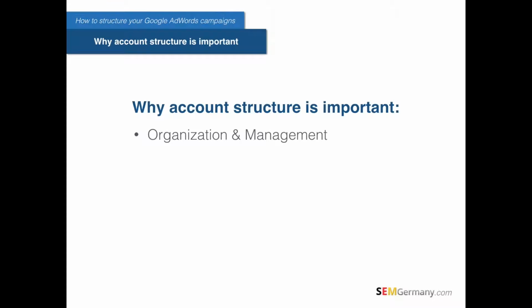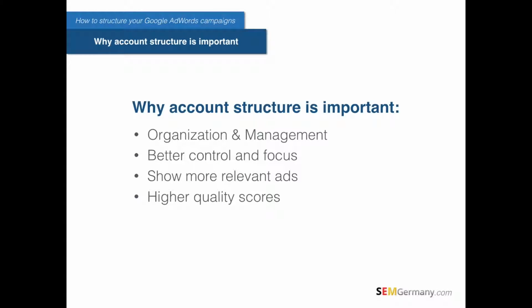So one advantage of having a good account structure is that it helps you organize and manage your account much better. It also enables you to better control and focus your ads, because instead of putting all your keywords into one single ad group, you will create several campaigns and ad groups that allow you to be more specific about what, when, where, and how you offer your products or services. So your target customers will see more relevant ads coming from you, which is something that contributes to higher conversion rates. And because Google supports highly relevant ads, a good account structure also affects your quality score in a positive way, so you can get better positions and pay less.